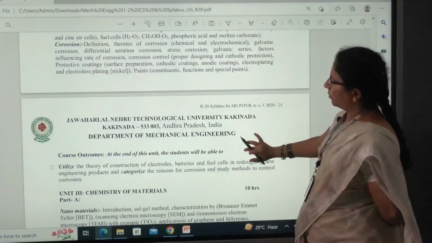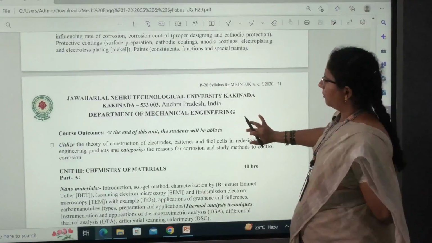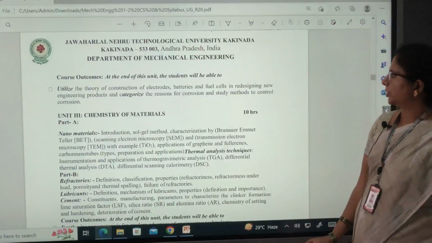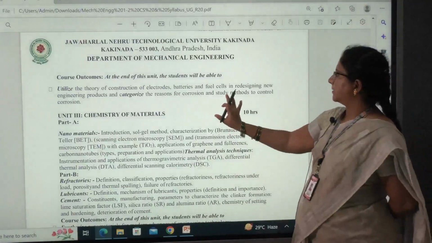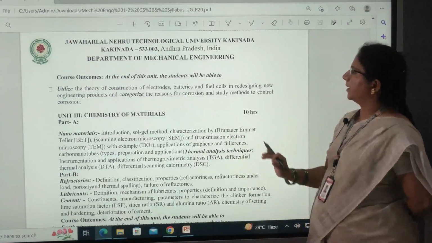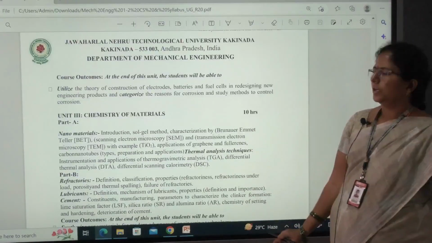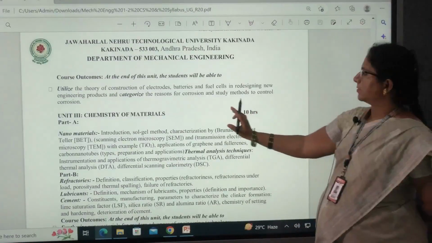So coming to the outcome of this unit. At the end of the unit, the students will be able to utilize the theory of construction of electrodes, batteries and fuel cells in redesigning new engineering products. And they can also categorize the reasons for corrosion and study methods to control corrosion.